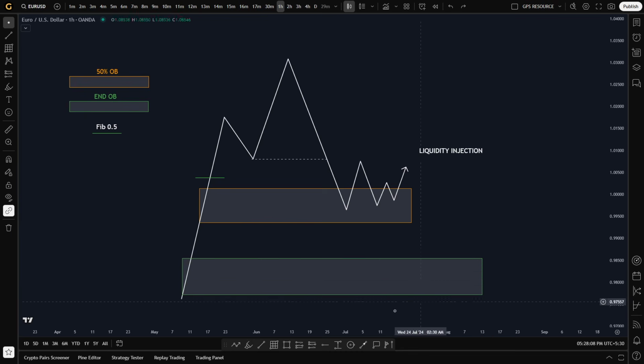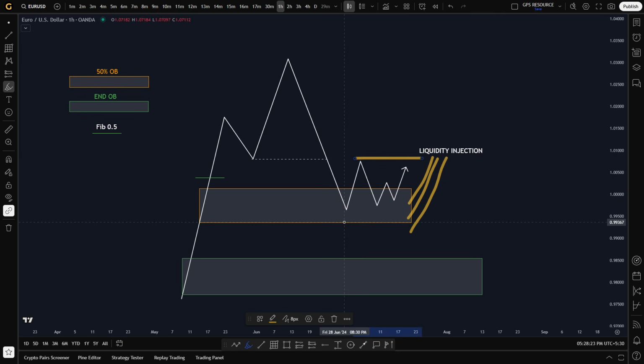After taking an entry in an OB, if the market starts liquidity injection in that order block, then you should close that running trade. And if you haven't taken any entry and you see the market starts liquidity injection in any order block, then you should wait till the high or low of this accumulation is taken and then you can go for an entry.